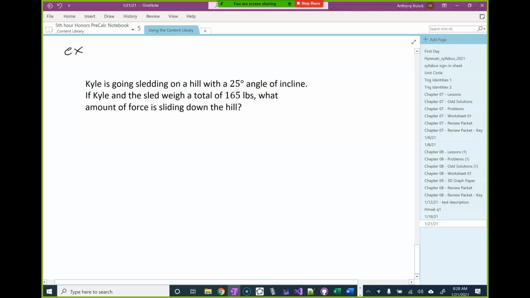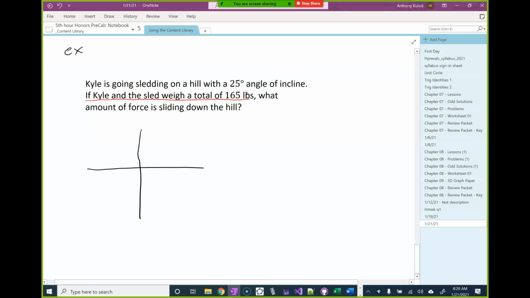So some story problem examples here involving these vector projections. Kyle is going sledding on a hill with a 25-degree angle of incline. If Kyle and the sled weigh a total of 165 pounds, what amount of force is sliding down the hill? I like to start by drawing myself a picture. In my picture, I'm going to involve two vectors. The first vector I'm going to draw is Kyle and the sled weigh 165 pounds.